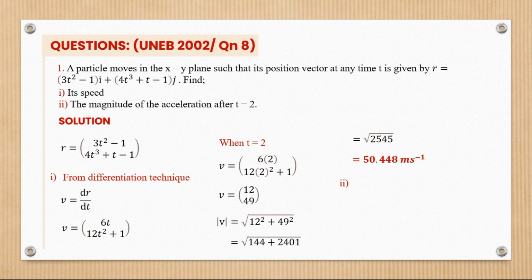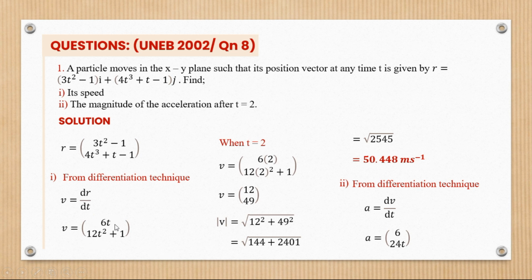Now, moving on to part 2, we're being told to find the magnitude of the acceleration when t is equal to 2. How are we going to find acceleration? We can also use the differentiation technique, because now we know what the velocity is. Remember that acceleration is equal to dv/dt. So we can differentiate the v that we got here, and we can get acceleration.